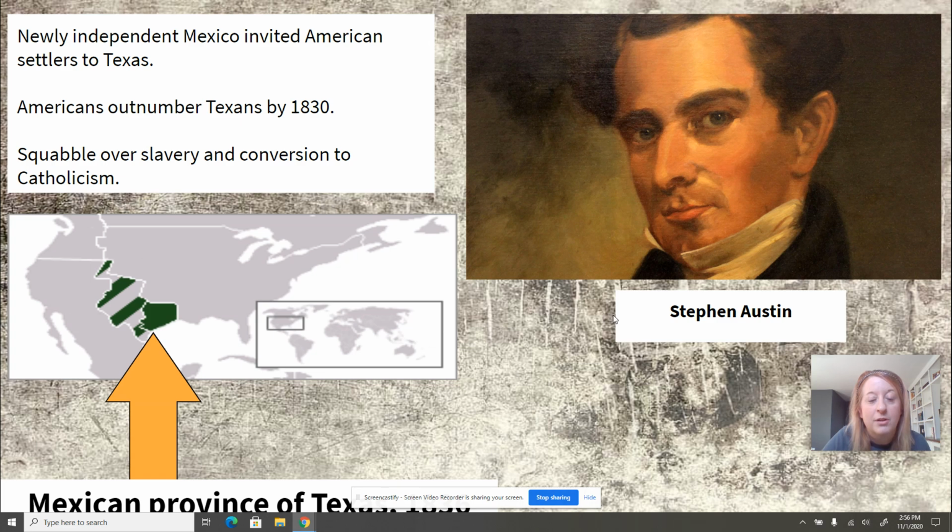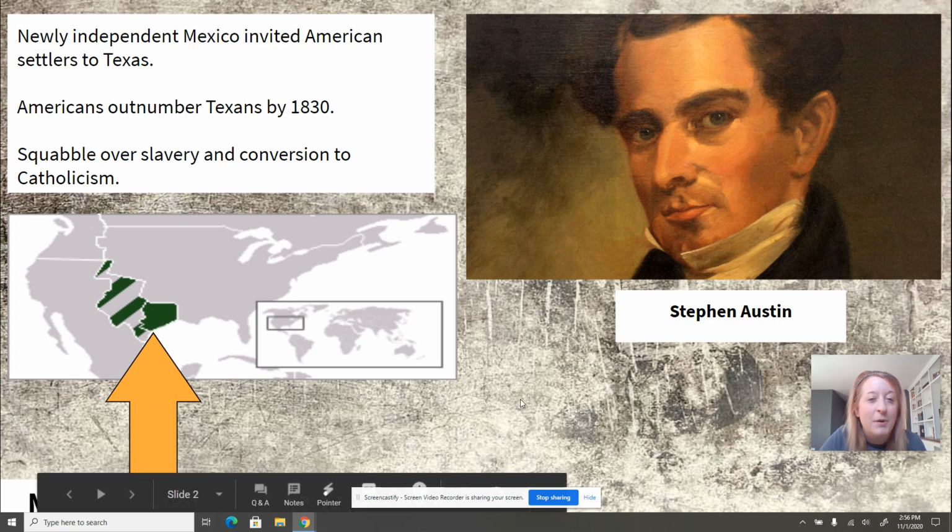Many Americans thought that Texas was a fantastic new area directly to the west of the cotton producing southern states. So they thought it was a great way to expand cotton production. This does not sit well with the Mexican government, who is anti-slavery and would love to see the Americans convert to Catholicism. So this starts to cause a lot of tension between the Americans in Texas and the Mexican government.